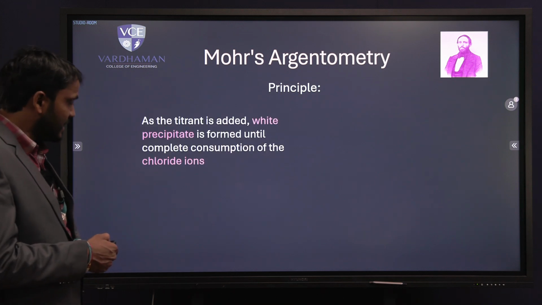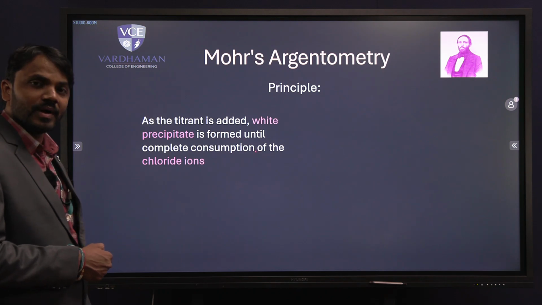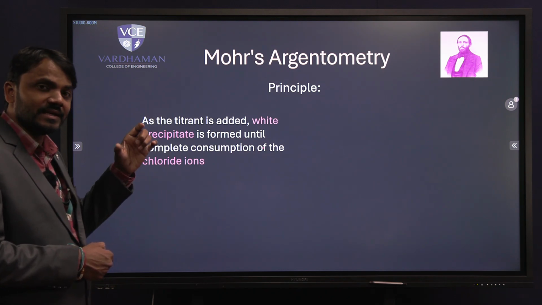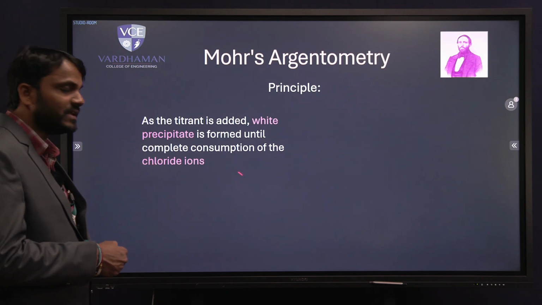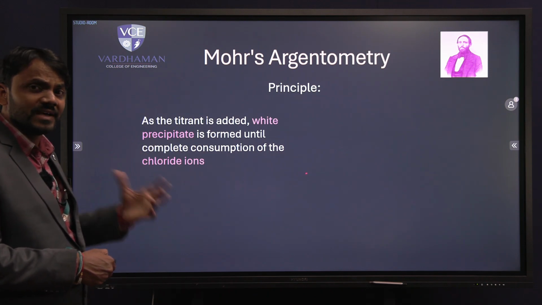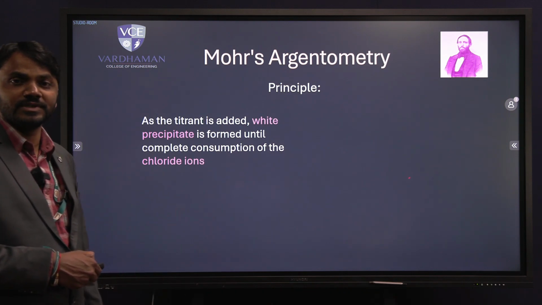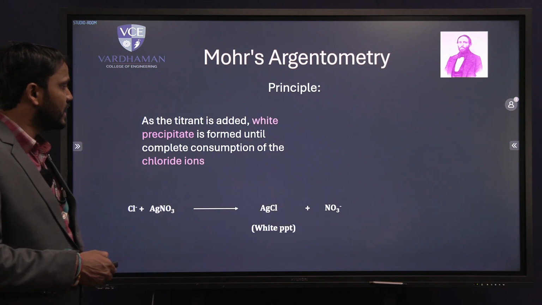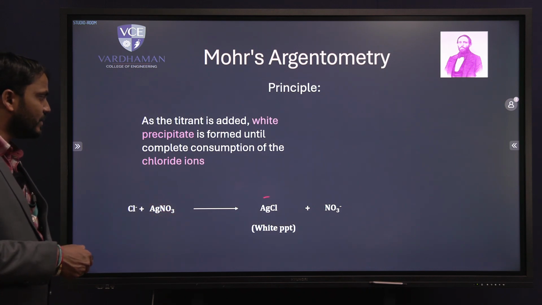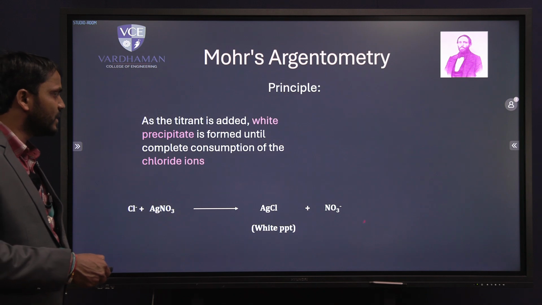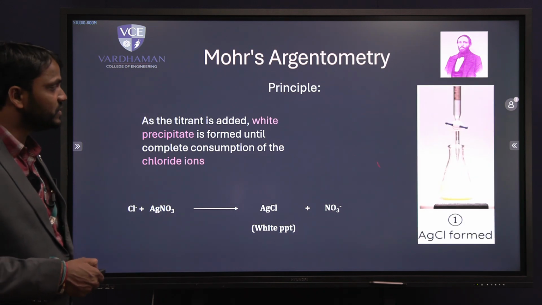What will happen? As the titrant is added, a white precipitate is formed. Why? Because in the silver nitrate, silver ions react with the chloride ions present in the water. Silver chloride is insoluble in the water sample and is observed as a white precipitate in the solution. This is the reaction: chloride ions react with silver nitrate, forming silver chloride and the byproduct nitrate. So the white precipitate is observed initially.